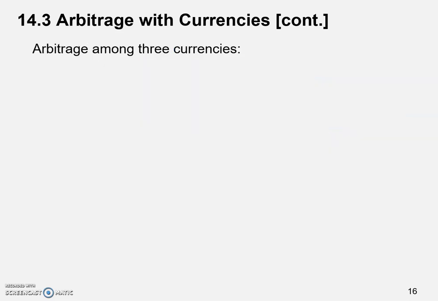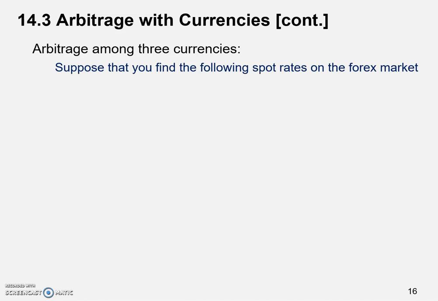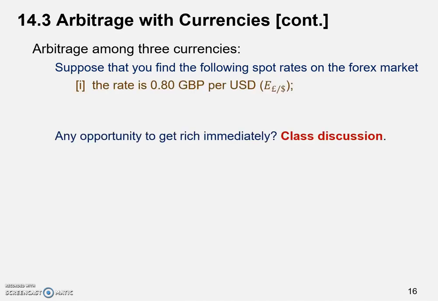Now here we want to get the water even muddier. We're going to try a more challenging case. So we're going to talk about the arbitrage among three currencies here. Suppose you find the following spot rates on the Forex market. So here it doesn't have to be on different markets. It could be on the same market.